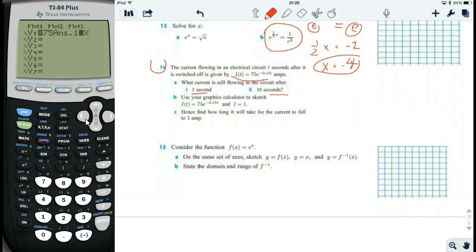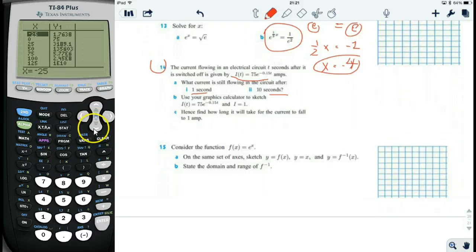Oops, I just did something wrong here. I want 75 e to the 0.15x. And then I'll just delete these. Delete, delete, delete, delete. And now I can graph it, see what it looks like. But what I really want to see is the table values, because in the table values, it gives me the numbers that it's asking for.